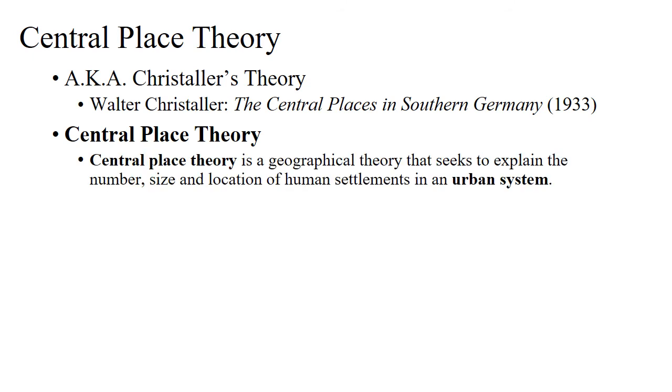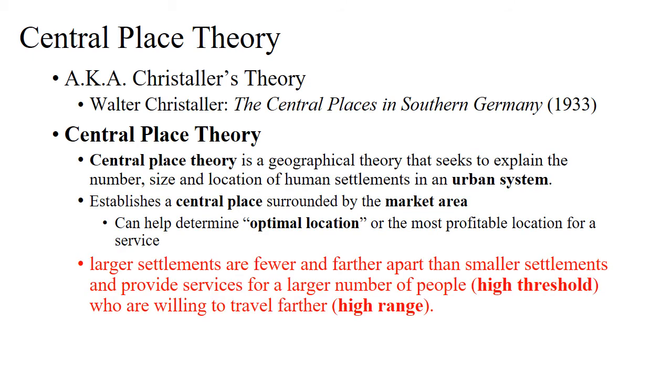All right, next is one of the major models or theories for cities and urban land use: central place theory, okay? This is also sometimes known as Christaller's theory, after Walter Christaller, the German geographer that first laid this out in the 30s. Central place theory is a geographical theory that seeks to explain the number, size, and location of human settlements in an urban system. All right?